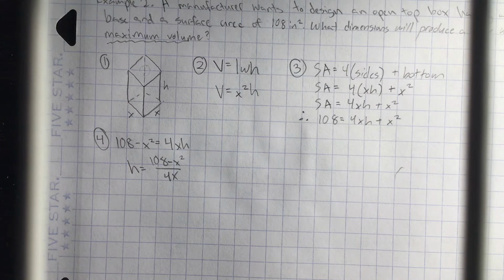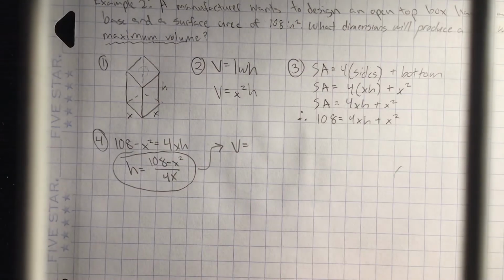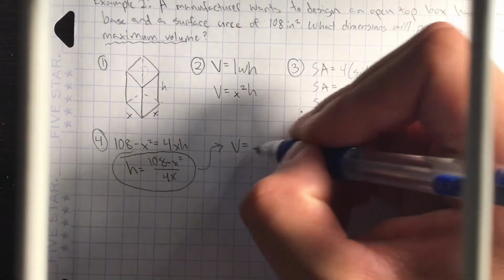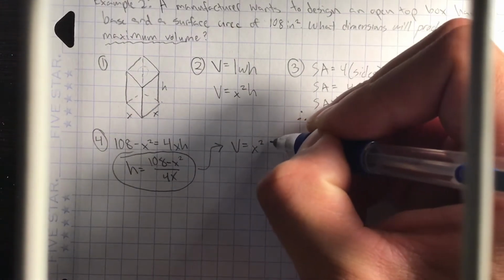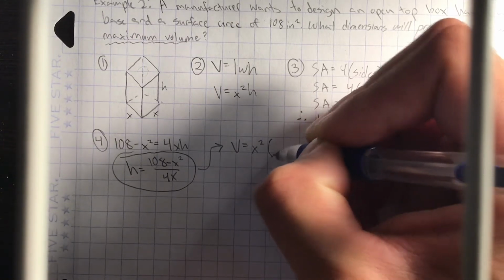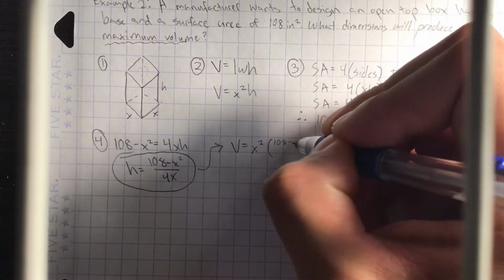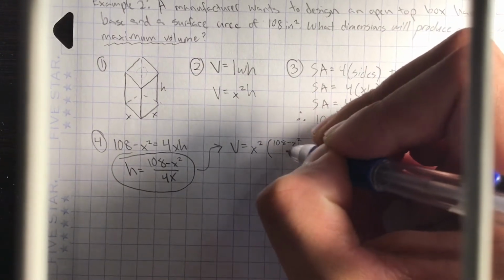And then we can plug this into our primary equation. So remember that this is what h equals, and then we're plugging it into our primary equation. V equals x squared times h, so volume also equals x squared times 108 minus x squared over 4x.